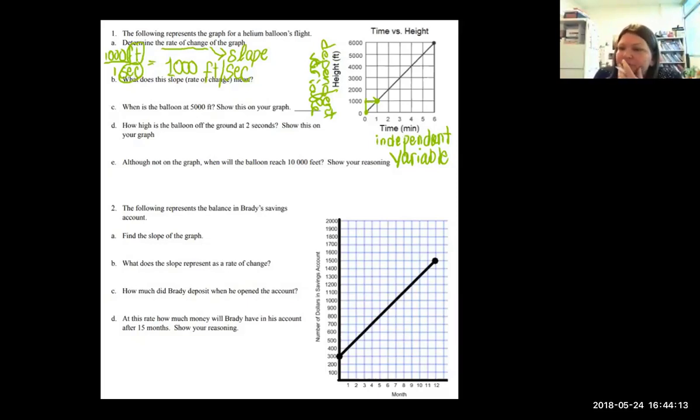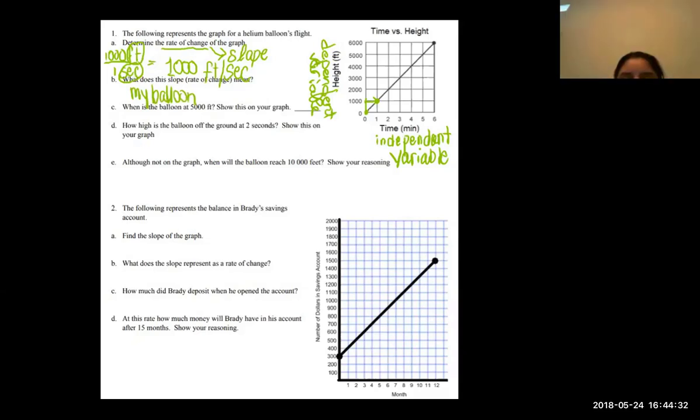Does that make sense to you? Yes. So that's all I mean by question B. Could question B show up on the GED? It sure could. It would probably be a multiple choice if it did. But it says, what does this slope or rate of change mean? It means my balloon goes up 1,000 feet every second. That's a really quickly rising balloon.